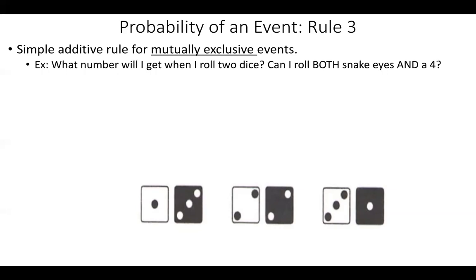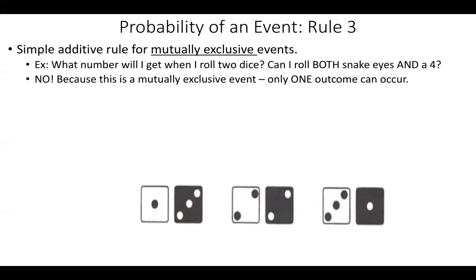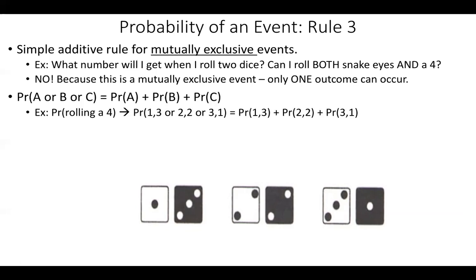If I rolled snake eyes, can that also be a 4? Absolutely not, because this is a mutually exclusive event. When I roll my set of 2 dice, only one outcome can occur. Maybe if I get a 1 and 3, I can't also get a 2 and 2. So in this mutually exclusive event, the probability of observing different outcomes is additive. I'm adding up the different probabilities.